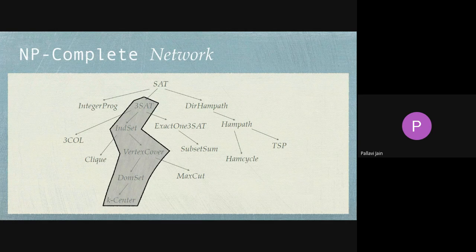We'll assume that 3-SAT is NP complete, and using that we will prove that independent set is NP complete. I will define what an independent set is. Then we'll show that vertex cover is NP complete, and then dominating set and k-center. Any questions before we start these reductions?